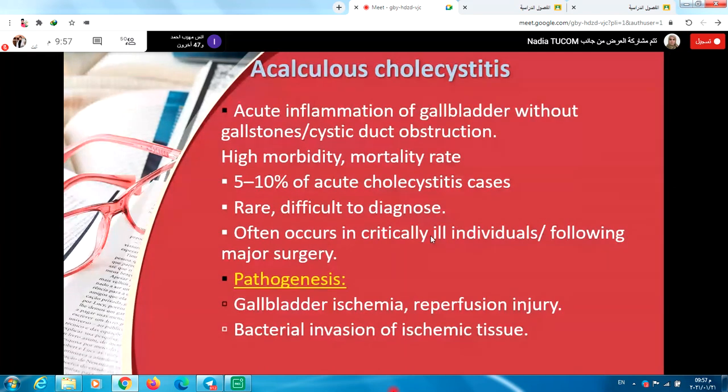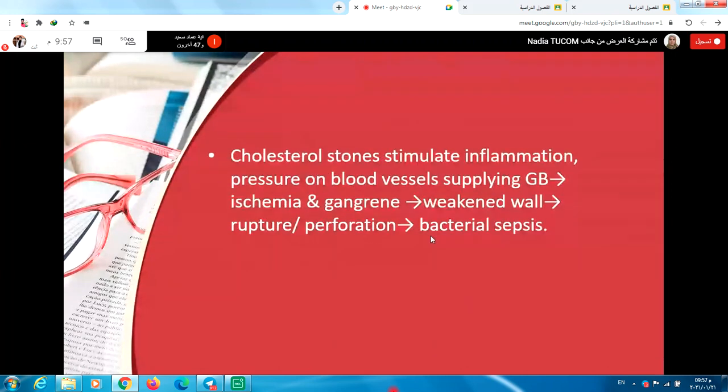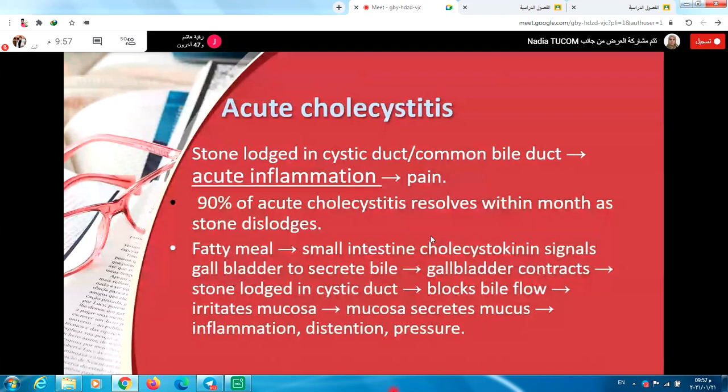Okay, so the most common cause of acute cholecystitis here is that almost always, in most cases, a stone is lodged or impacted in the cystic duct and common bile duct. So it is also called acute calculus cholecystitis, because it's related to stone formation and its complication and obstruction.